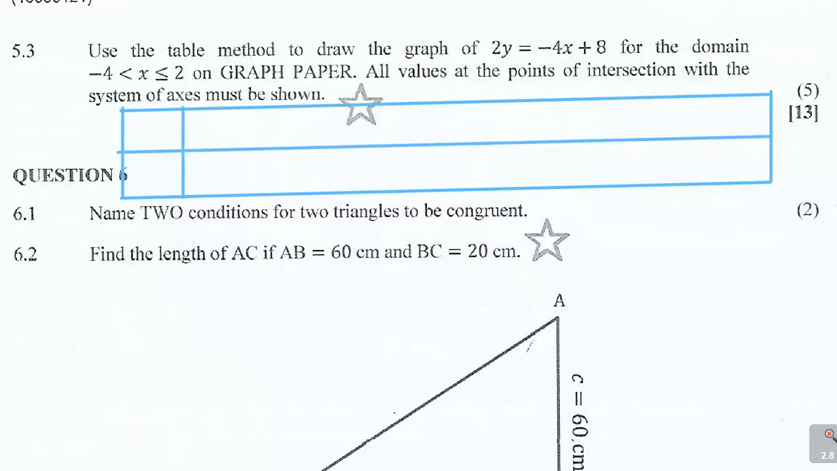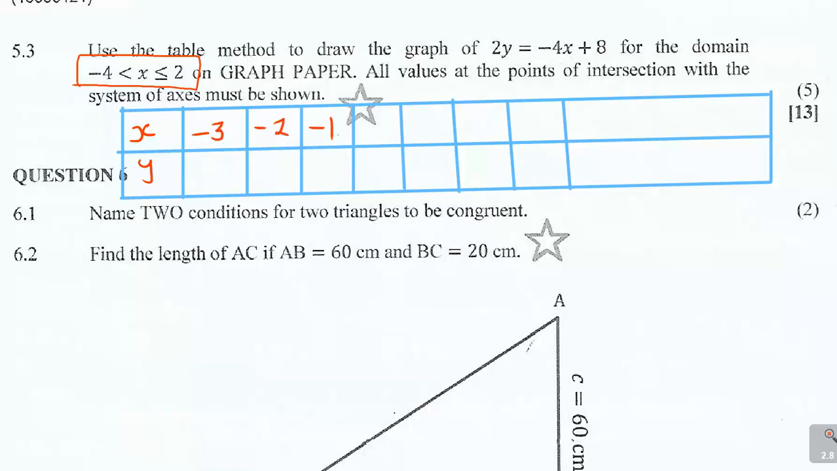Let me divide as much as I can just to see how many values I can fit here. It is a straight line graph that I'm going to have. So let me have my x and my y. They say it's for the domain, and what they did is minus 4 is less than x, so don't include minus 4. Start from minus 3, minus 2, minus 1, 0, 1, but x is less than or equal to, so you include 2. You are not going to include 4 because it's not equal to.